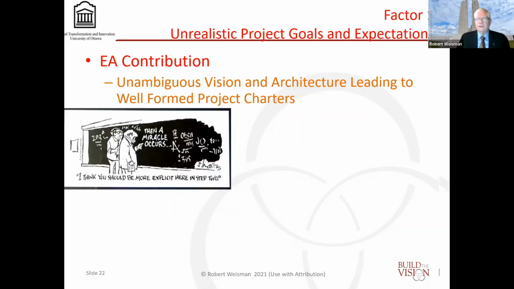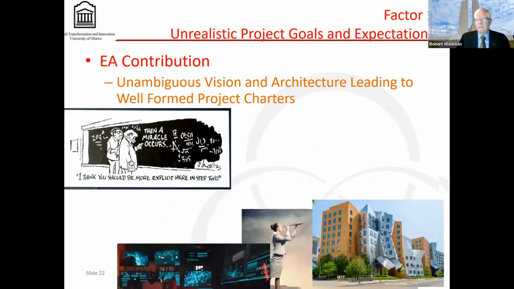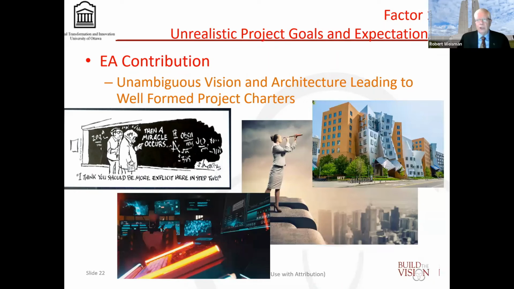Unrealistic project goals and expectations. Unambiguous vision is what EA contributes to it, leading to well-formed project charters. It's not a miracle happens here. Basically, you know where you want to go, you've got a vision, it's clear cut and well articulated. Otherwise, even in civil engineering, you can't create the dancing buildings without knowing which way you're going. So you need to have this vision saying, this is where we want to go. And you get approval for this.